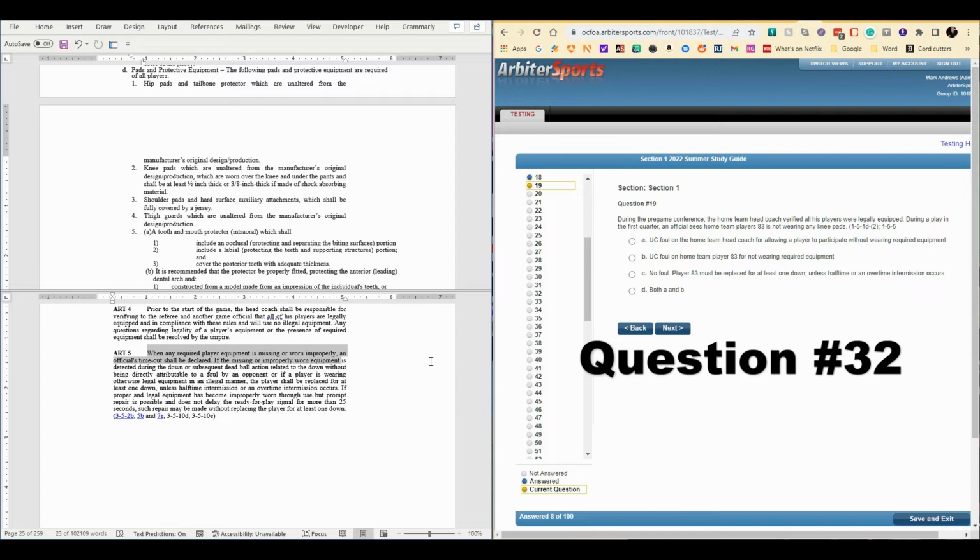There's several that you do this with: shoulder pads exposed, back pads exposed, mouthpiece out. Send them off for a play. But it's not an unsportsmanlike conduct foul. So the answer to 19 is C.